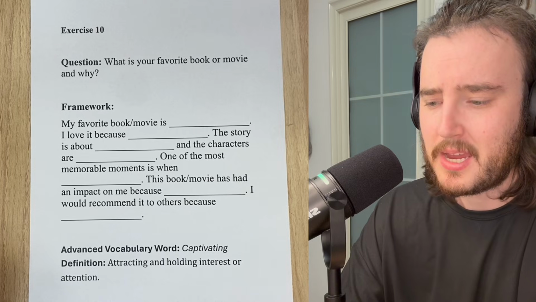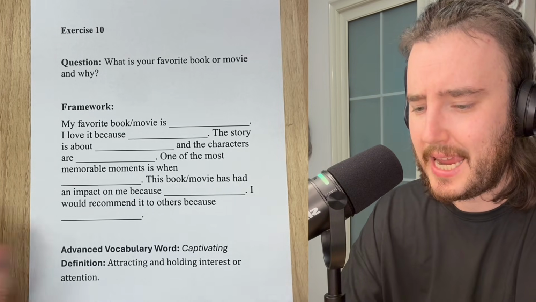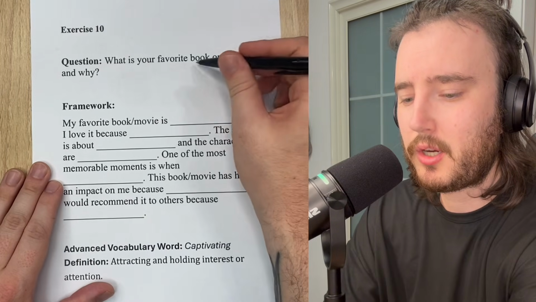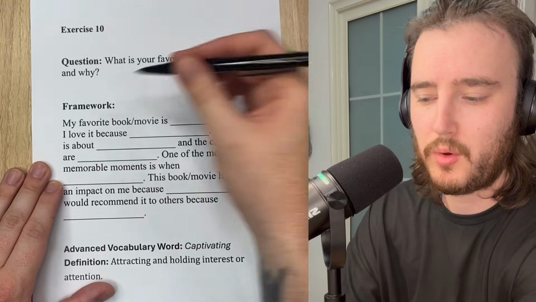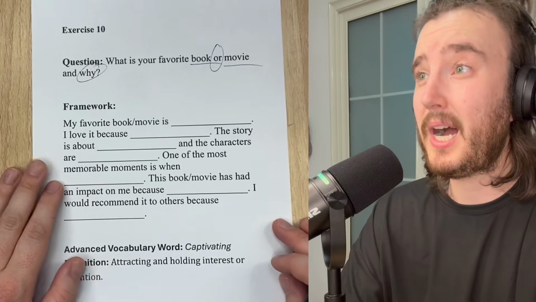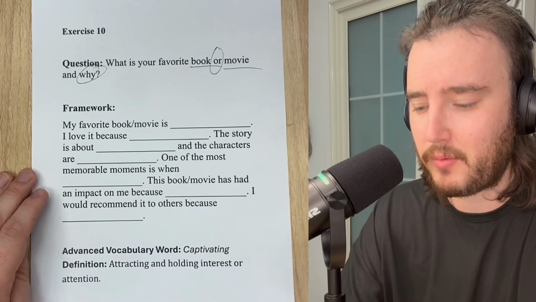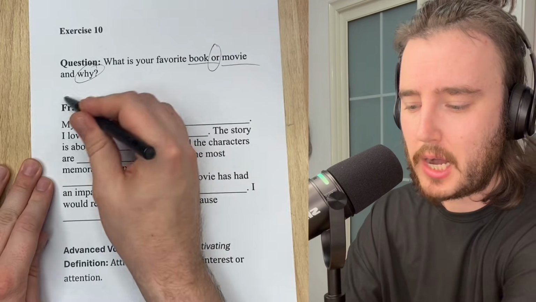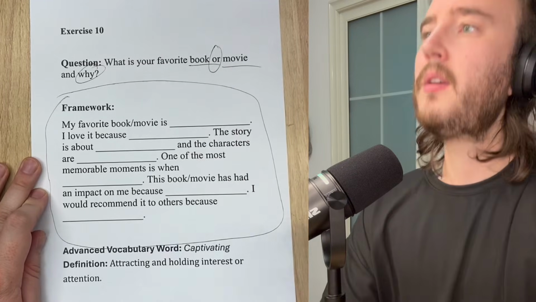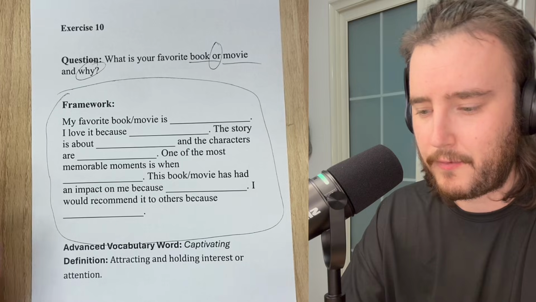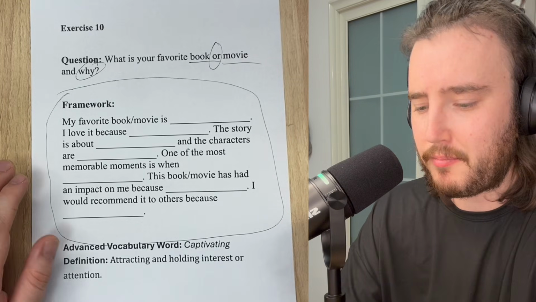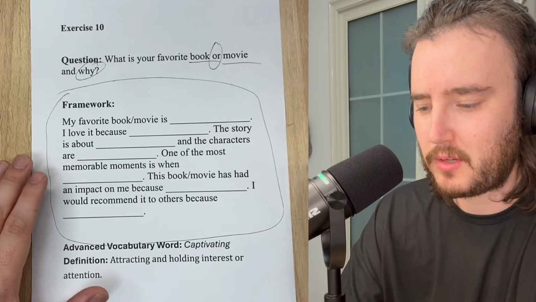All right, so let's take a look at question 10. What is your favorite book? What is your favorite movie? So you can pick one, book or movie, then tell me why. What makes it your favorite, right? Okay, here's the optional framework. The optional framework that you can choose to use if you would like to. My favorite book, let's just say book for this example.